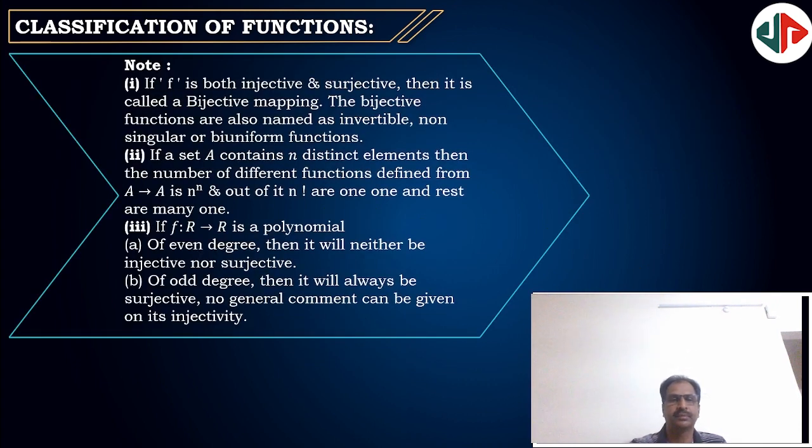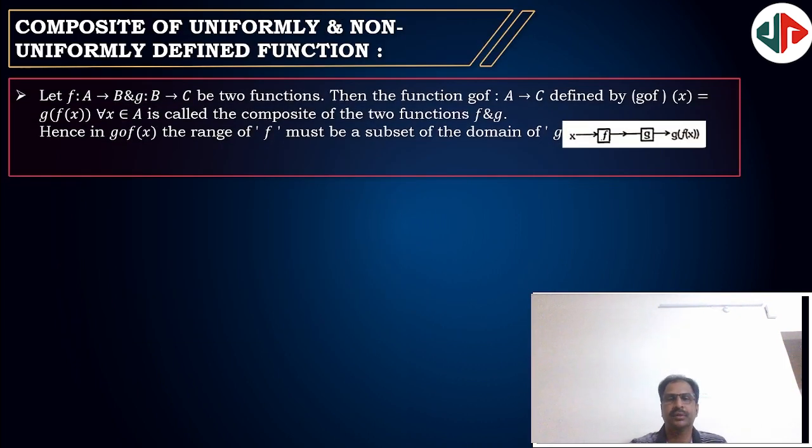Next, bijection. Any function which is both 1-1 as well as onto is said to be bijection. It should be 1-1 as well as onto, and hence it is said to be a bijection. Next, what is a composite function?